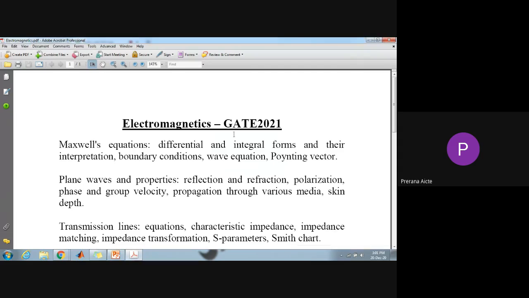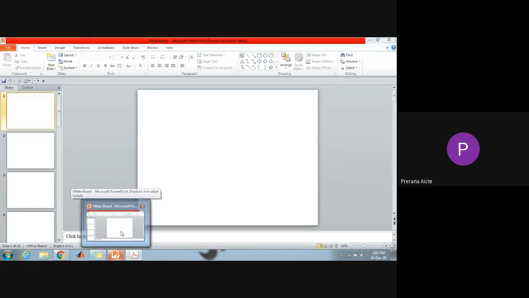In the last class, we discussed Maxwell equations in differential and integral form and their interpretations, and boundary conditions. There are three types of boundary conditions: dielectric and dielectric, dielectric and conductor, and conductor and free space. In the dielectric and dielectric boundary conditions, both the electric field intensity and electric flux density are the same. We already proved that. Now today in this class we will discuss the boundary conditions for conductor and dielectric medium.